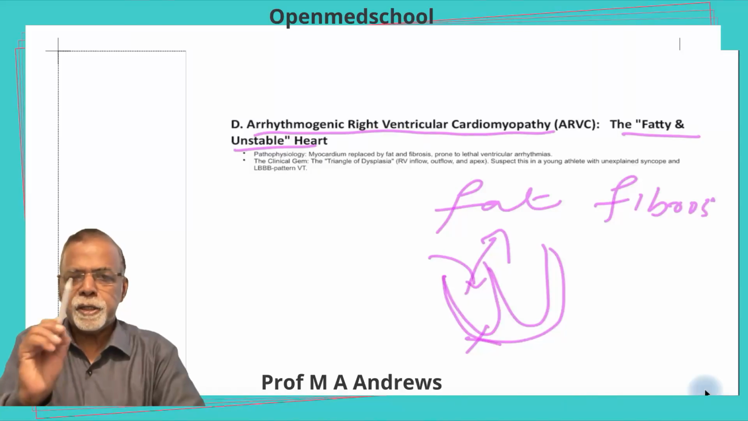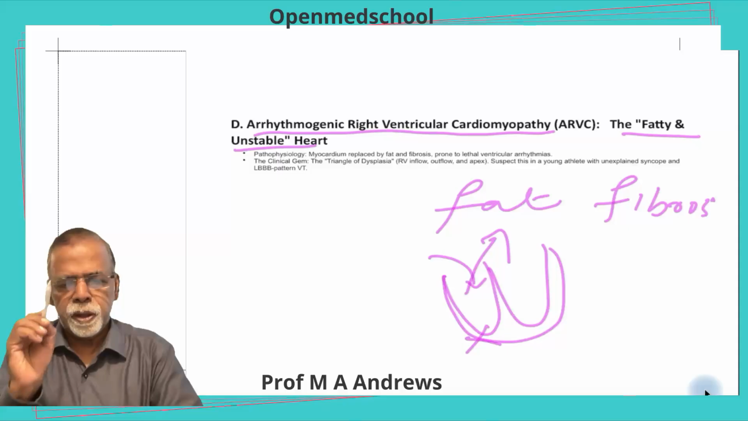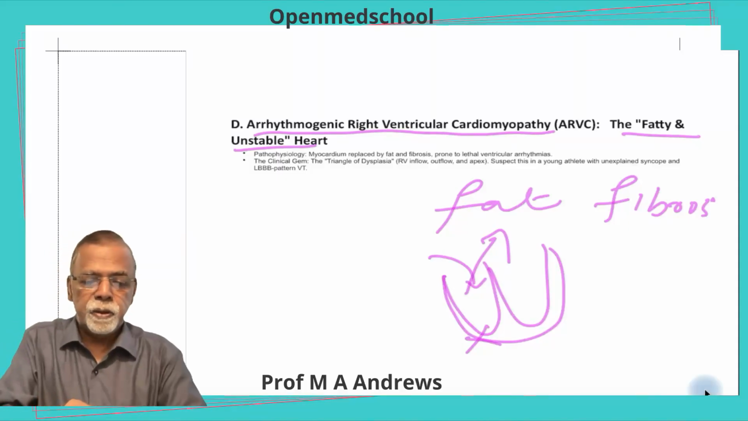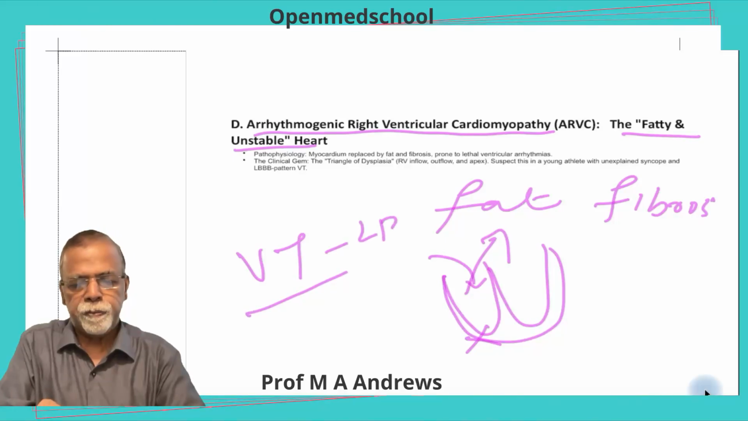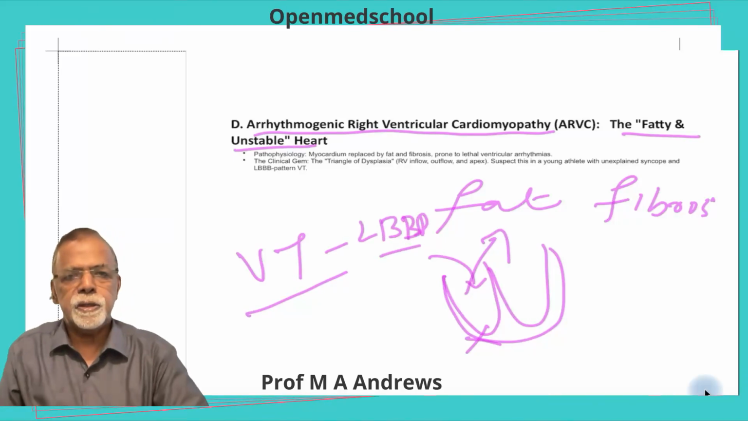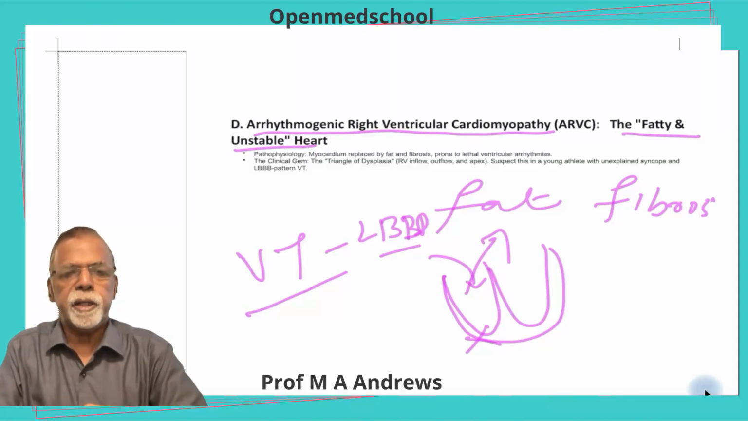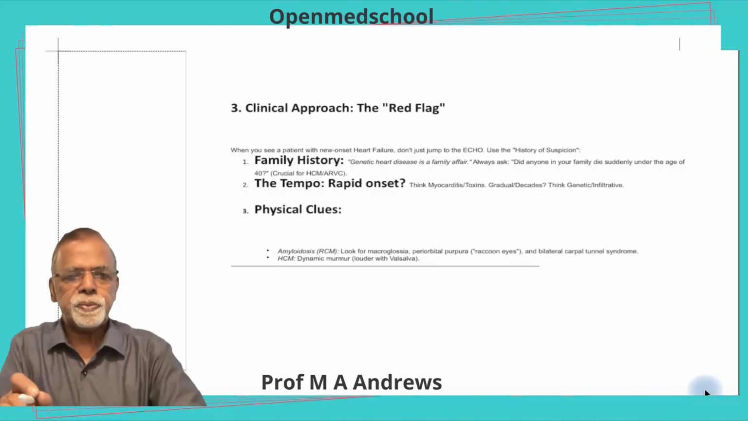So suspect arrhythmogenic right ventricular cardiomyopathy whenever a patient develops VT or ventricular arrhythmias, especially VT with an LBB pattern. So again, we will discuss this later. So remember, arrhythmogenic right ventricular cardiomyopathy. So these are the four major types of cardiomyopathy.